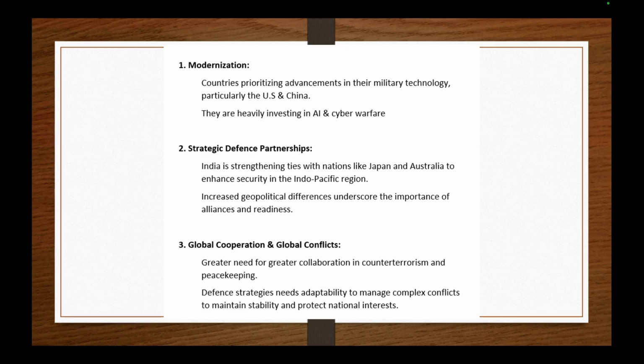Now, if you see carefully, thematically, all the three are different themes in the same passage. The first talks about modernization of warfare and what role AI plays. The second talks about strategic defense partnership with context to India. And the third talks about global cooperation and global conflicts.